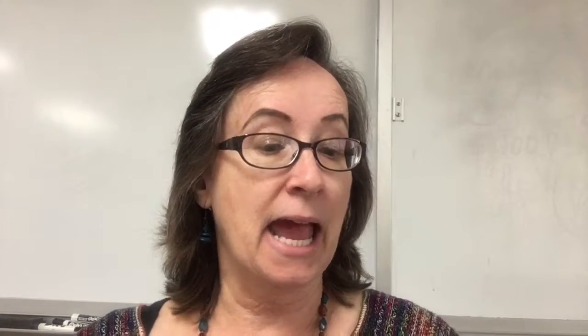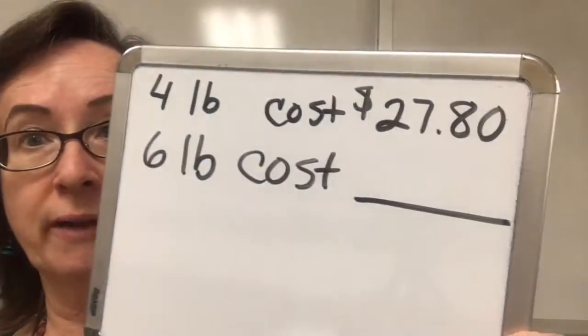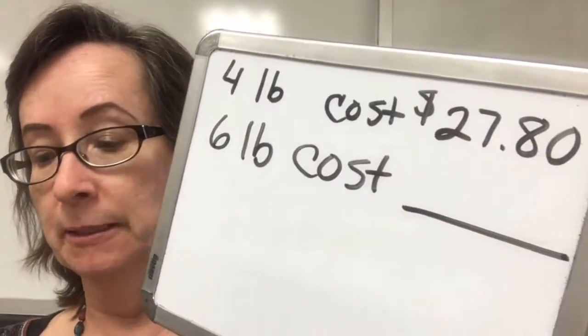The first word problem is if 4 pounds of coffee cost $27.80, how much would 6 pounds cost? Okay, so you're just setting up a ratio, or in this case, a proportion.